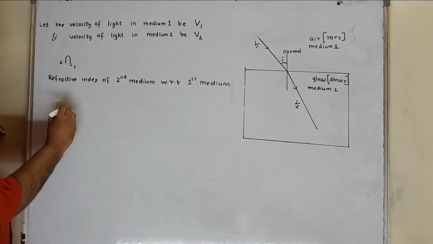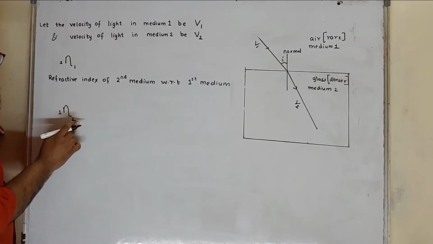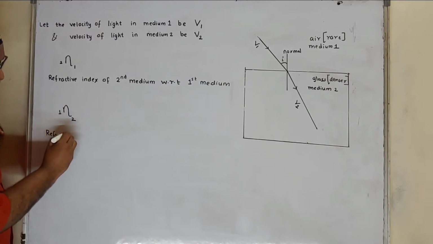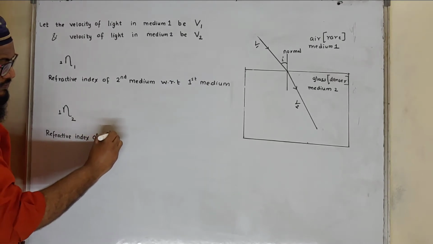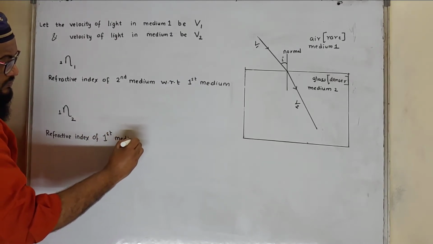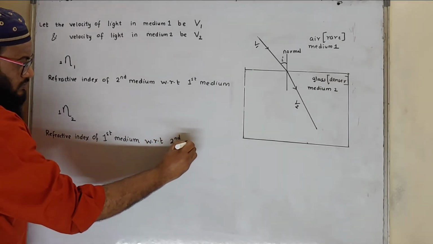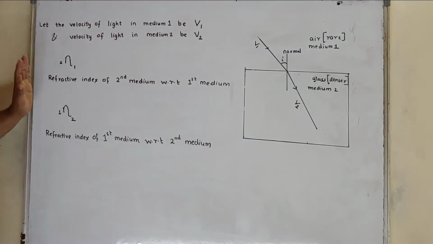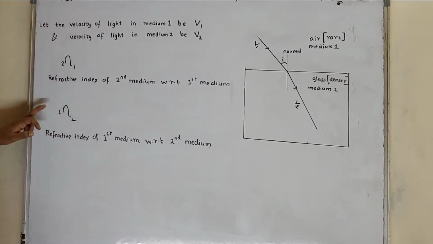Now how will you read this one? Refractive index of first medium with respect to second medium. Kindly note down. So refractive index of second medium with respect to first medium, refractive index of first medium with respect to second medium.